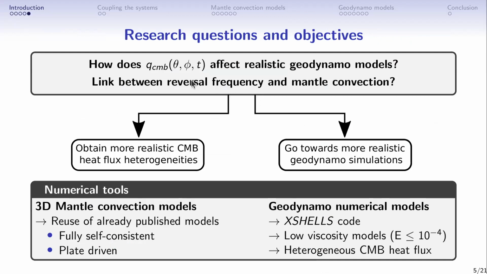So our goal is to try to understand how these heat flux heterogeneities affect realistic geodynamo models, and we are notably interested to find a link between reversal frequency and mantle convection. For that, we want to obtain more realistic CMB flux heterogeneities, and we want to go towards more realistic geodynamo simulations. So we are using numerical tools. For that, we have access to two 3D mantle convection models that have already been published before this PhD. One of them is fully self-consistent, and the other one is driven by a plate reconstruction. And we also use geodynamo numerical models using the XSHELLS code to run low viscosity dynamo models with heterogeneous heat flux conditions at the CMB.